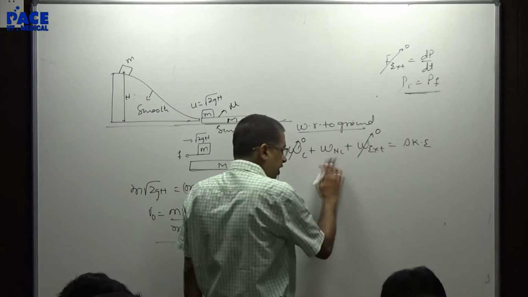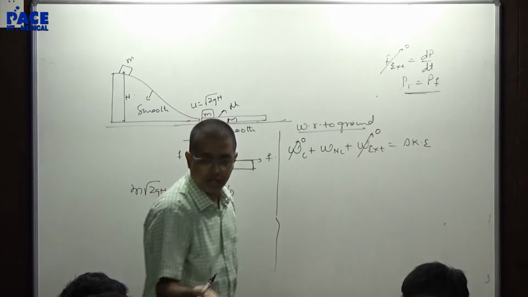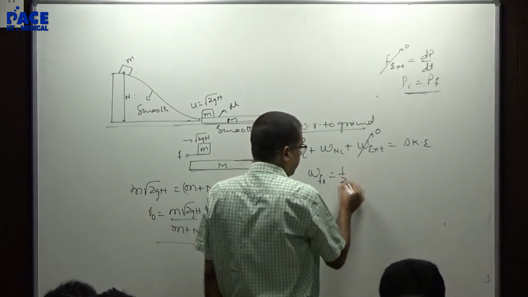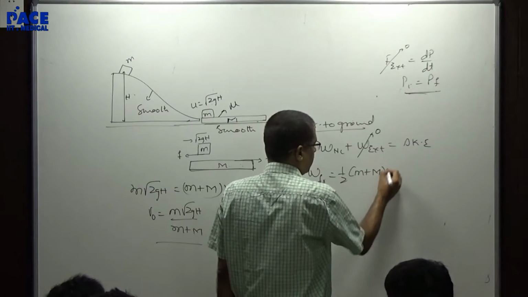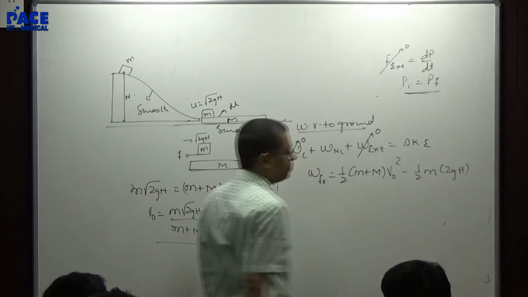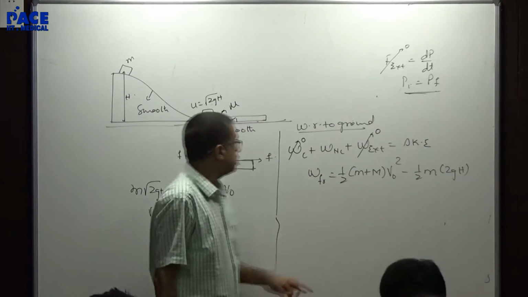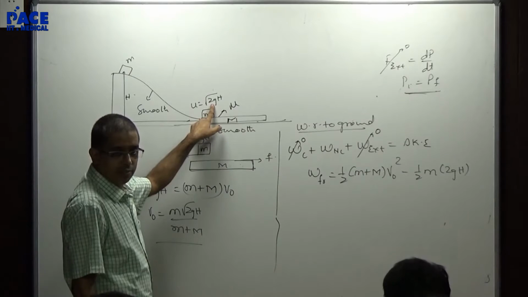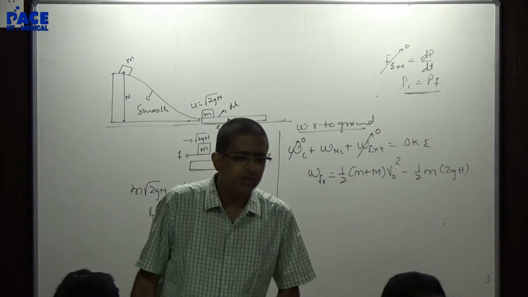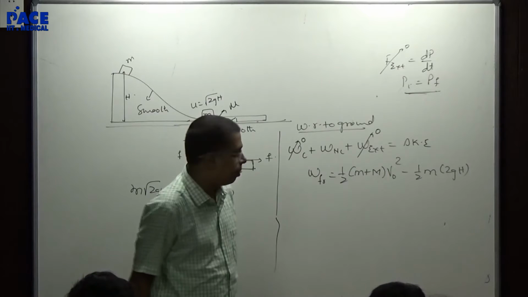So instead of calculating the work done by friction, if I can tell you the change in kinetic energy, that will be the work done by friction. Work done by friction is the change in kinetic energy: half small m plus capital M into V naught square minus half small m 2gh. This is the final kinetic energy, this was the initial kinetic energy. There is a change in kinetic energy. Who did the work? Friction. And you are asked to calculate the work done by friction.